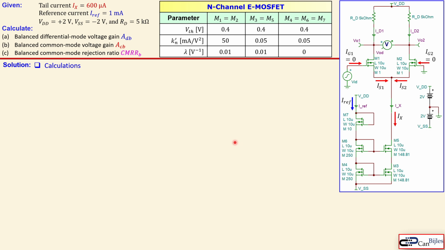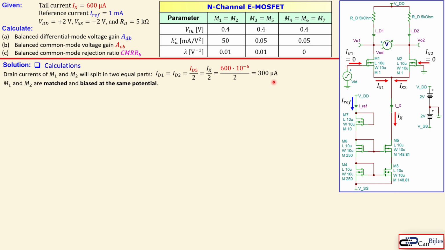Okay, let's look at our calculations in the solutions. First, drain currents, as said before, for M1 and M2 will be divided in equal parts, so it's split in 2 equal parts. So ID1 is equal to ID2, which will be the tail current, which is ID5 or IX, over 2, and that will give you 300 microamps.